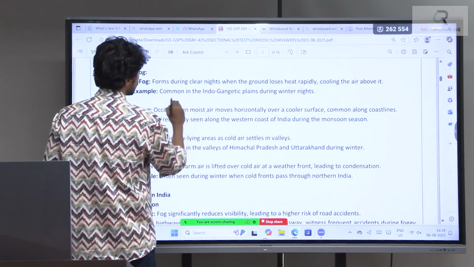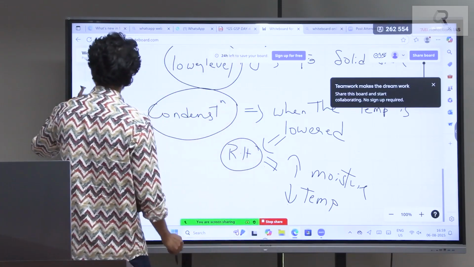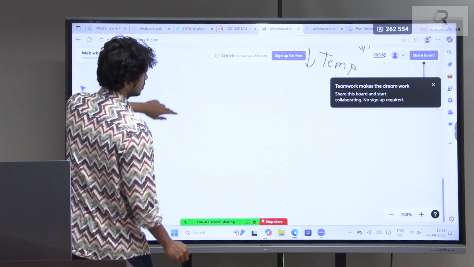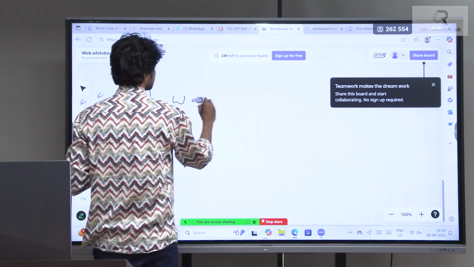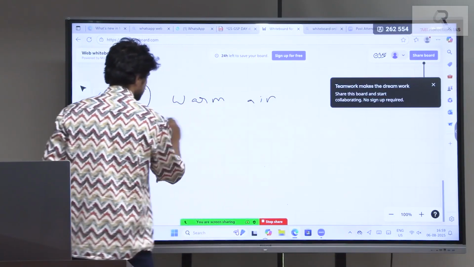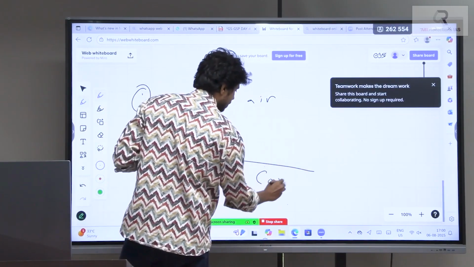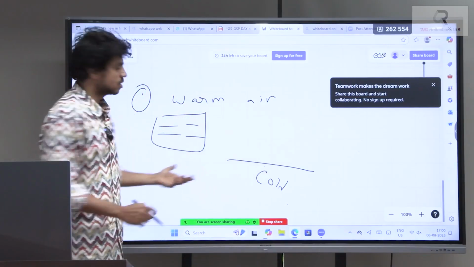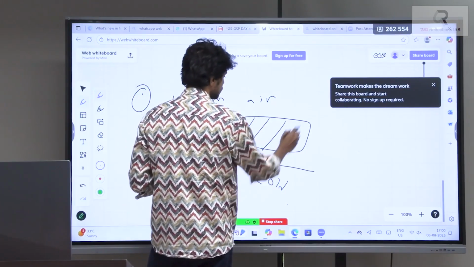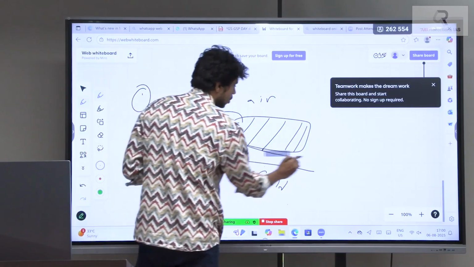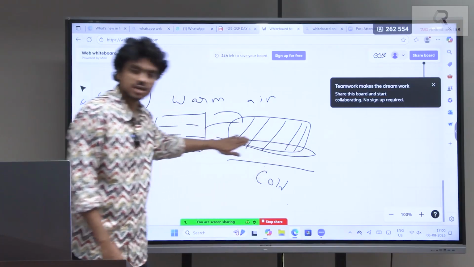See here, you have the warm air. Let's say this is the warm air. Now this is the cold air. Always remember this is the rule: when the warm air moves over the cold surface, it is cooled down from below. In all these scenarios, usually condensation and foggy conditions will be formed.